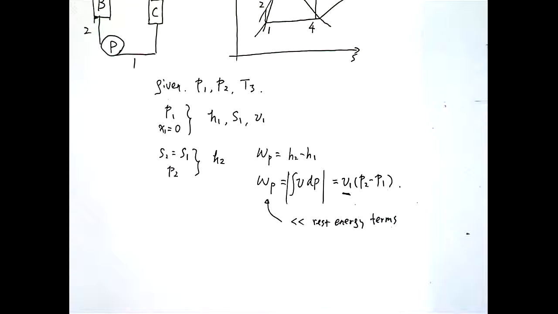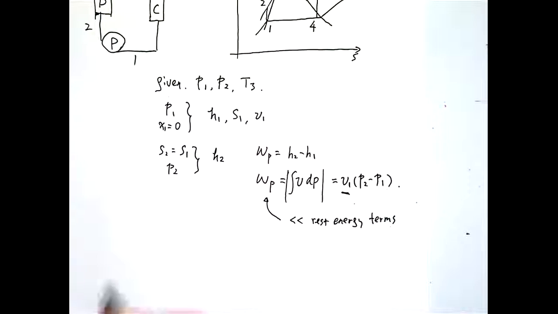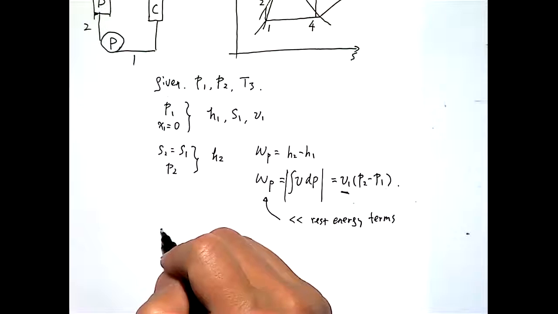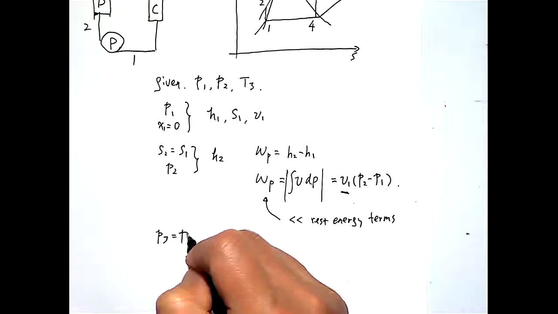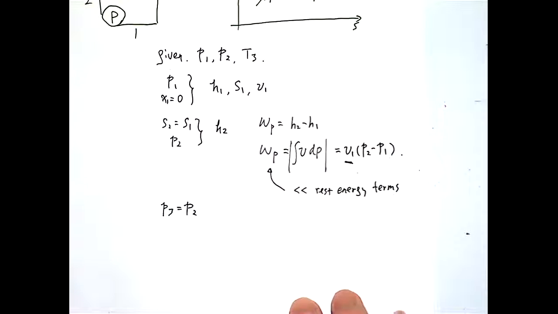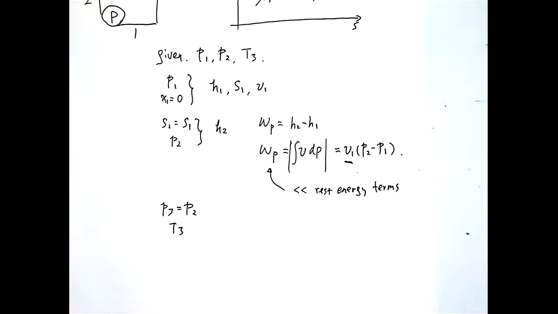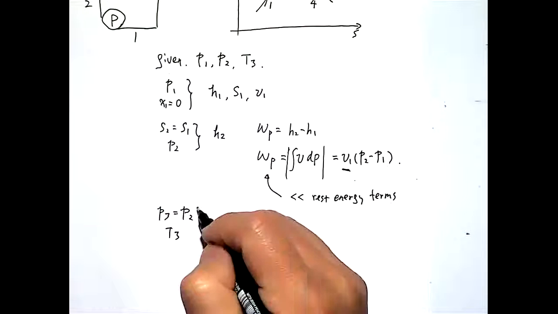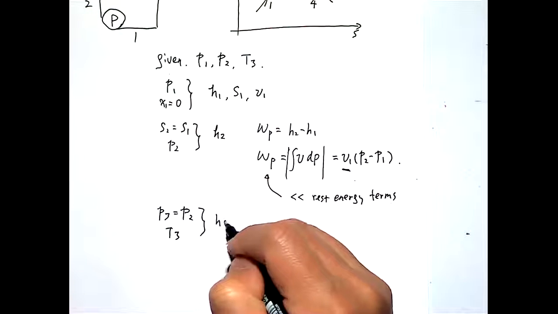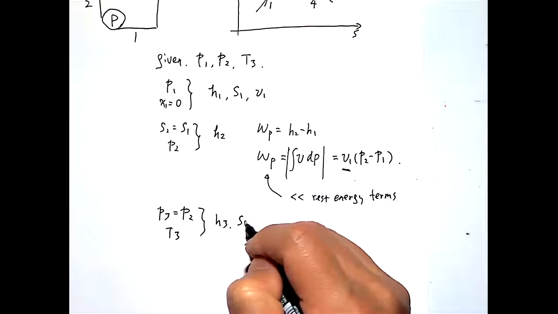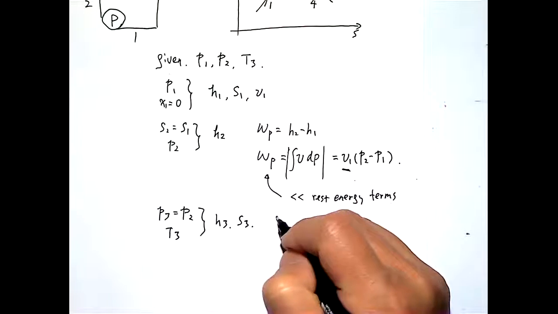All right, so that's the state 2. Then to the state 3, we know the pressure at state 3 equals the pressure at state 2. Then we know the temperature at state 3 as a given. Then you can find the H3, S3, and the heat input.